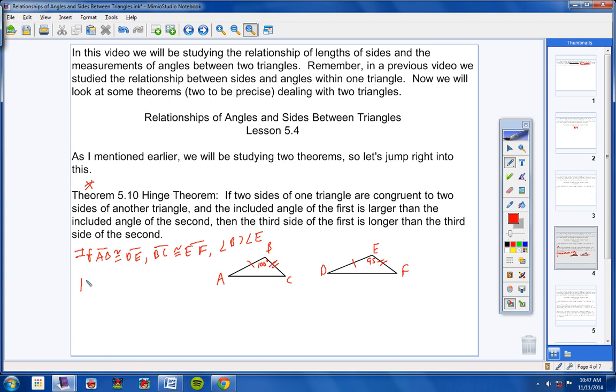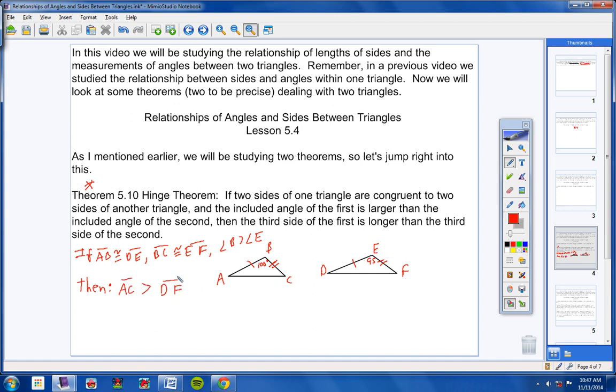Then, here we go, what we've been waiting for with excitement. Then, the third side of the first, right here, is longer than the third side of the second. Okay? So there we go. Now I know my triangles aren't drawn to scale, and if you want to draw yours better in your notes, good for you. Do that, okay? But for now, we're just going to say that side AC is larger than side DF.